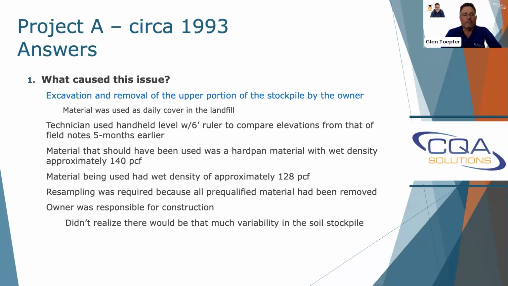And part of the reason that led me to start looking at it is the material should have had a wet density of around 140 pounds per cubic foot, but our tests were coming out with 128. I started looking at the different proctors and realized they didn't correlate. So that led me to looking at the elevations. Resampling was required. In part, this happened because the owner used it all as daily cover, and they didn't think there was going to be that much variability in the soils. So hence, they didn't say anything about it.